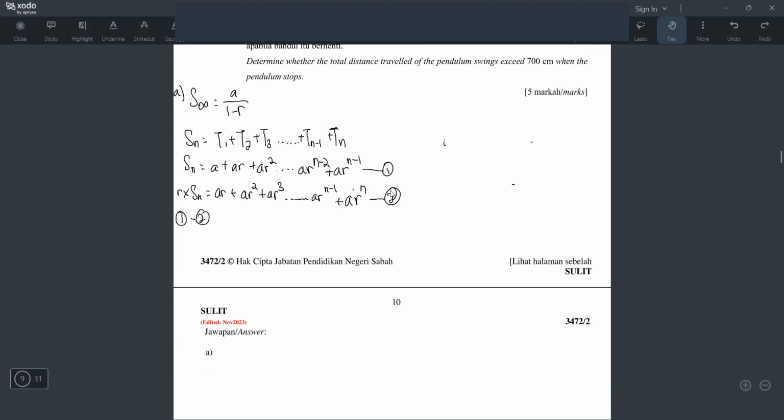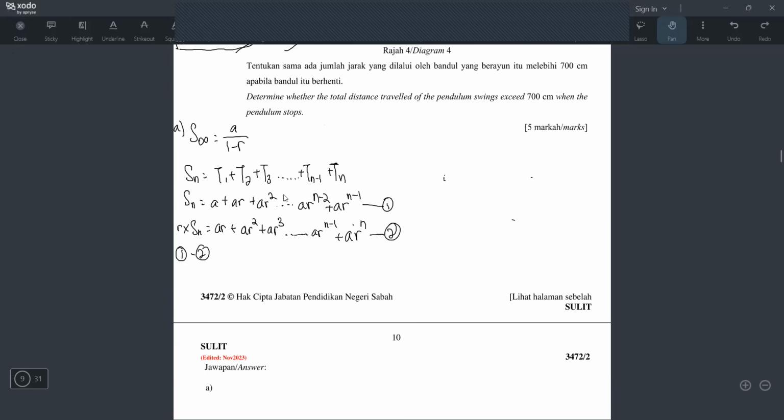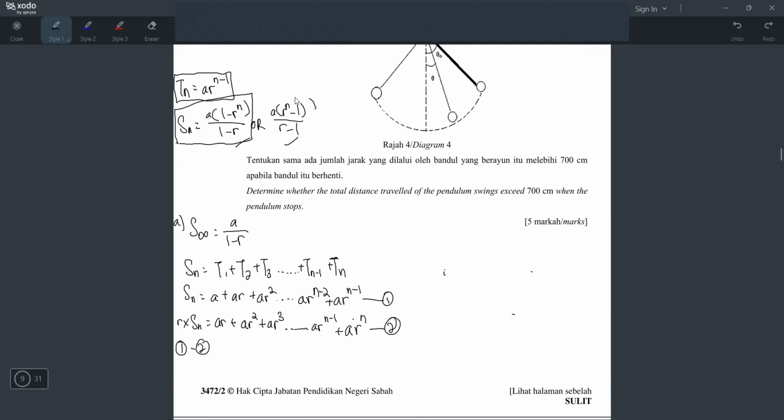Actually, you can take equation 2 minus equation 1 also. If you take equation 2 minus equation 1, you will end up with this. You will end up proving this, right? But if you want to prove the first one, you will do 1 minus 2, okay? So equation 1 minus equation 2, then only you end up with this. Okay, later I will show you.